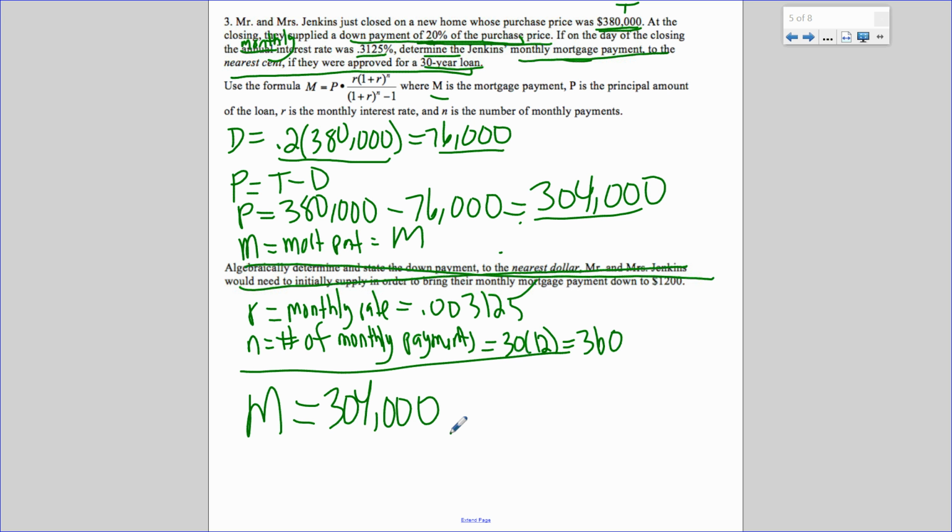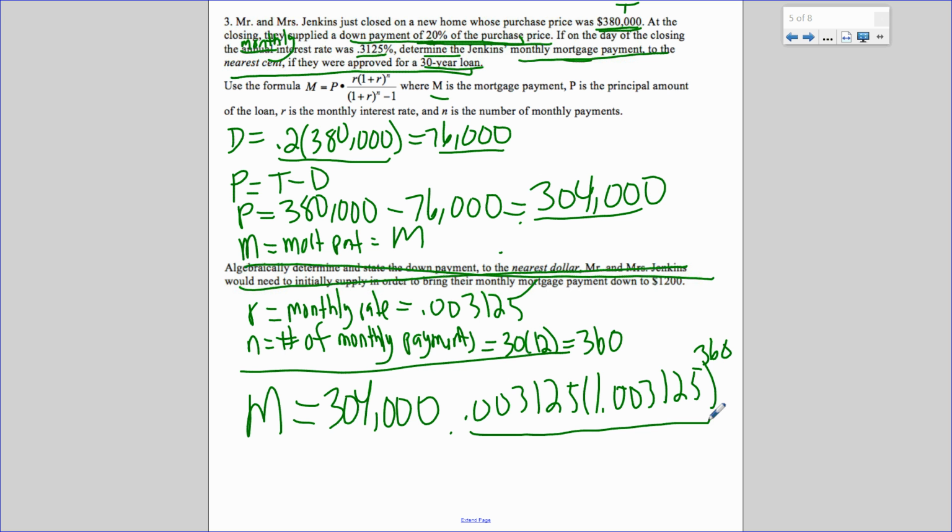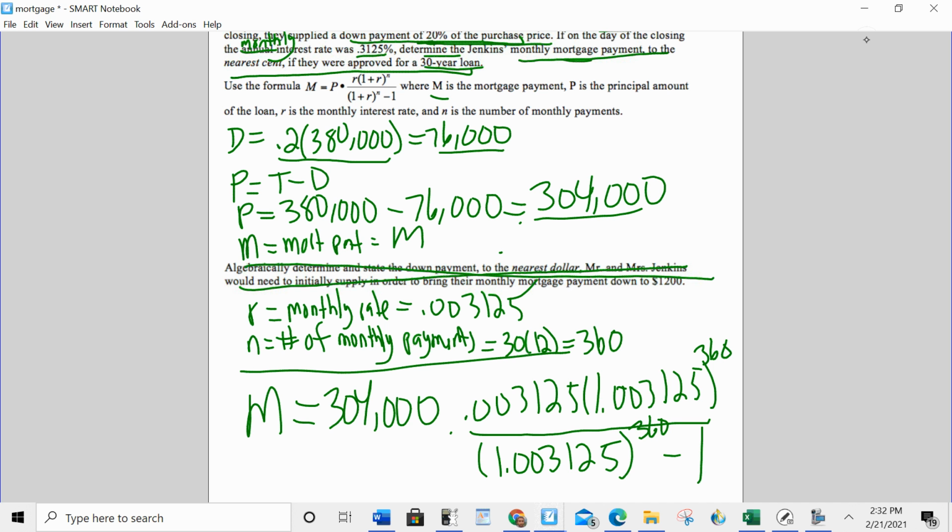Times R, 0.003125. 1 plus R to the N, 1.003125 to the power of N, which is 360. And again, instead of 1.003125, you could have put 1 plus 0.003125. It's the same thing. Over 1.003125 to the power of 360 minus 1. Can I put the whole thing into the calculator?